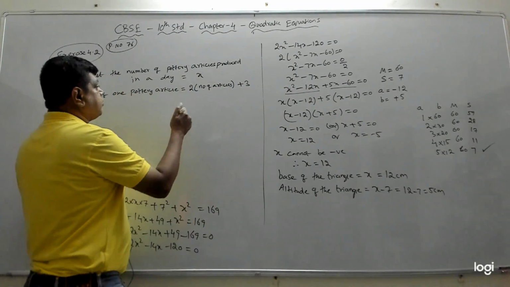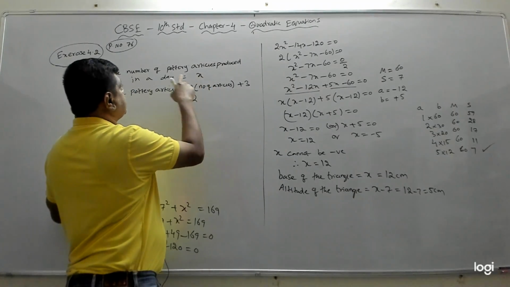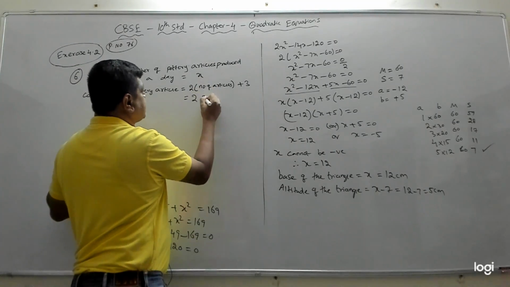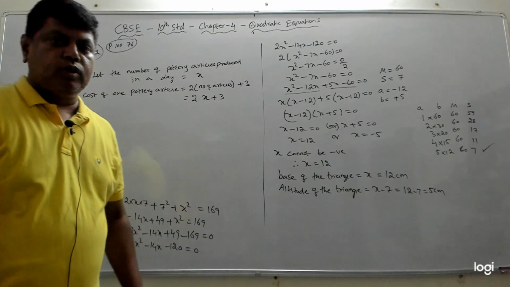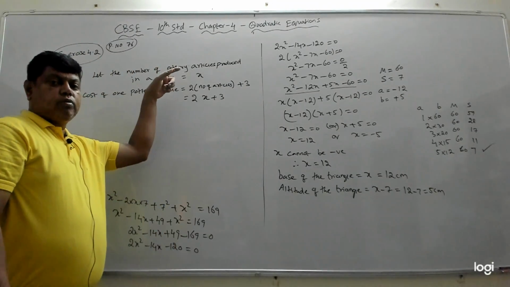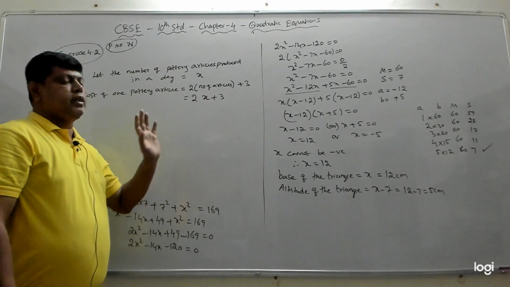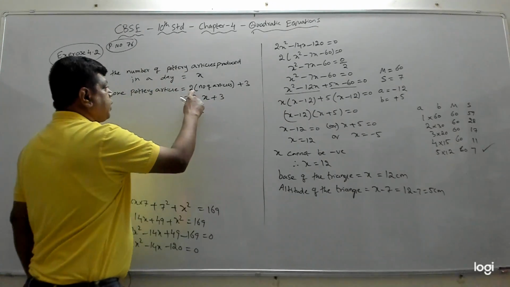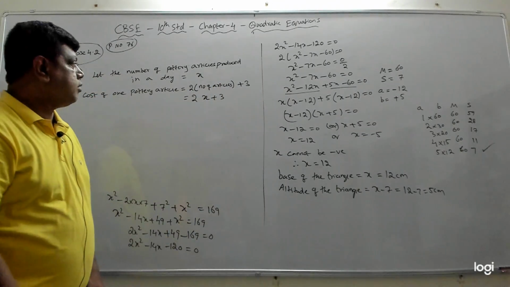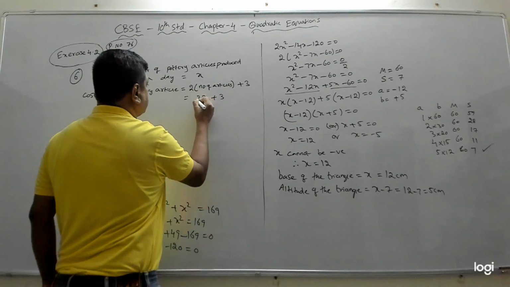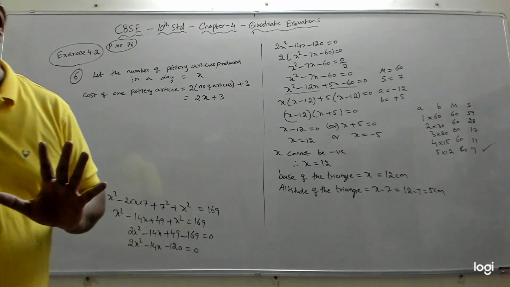Now this is equal to 2 into what is the number of articles produced? X. Number of articles produced is X. So 2 into X plus 3. That is the cost of one pottery article. So the number of pottery articles produced on a particular day were X and the cost was 2X plus 3. Right? This 2 is only into X, not with the 3. The 2 is only for the X. So 2X plus 3. Fine? So that is the cost of producing one pottery article.